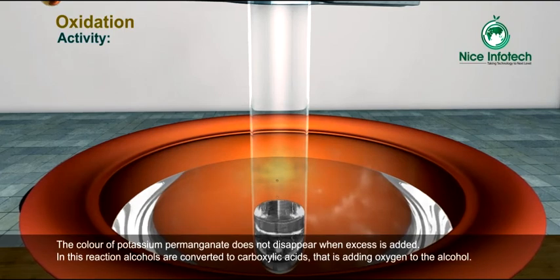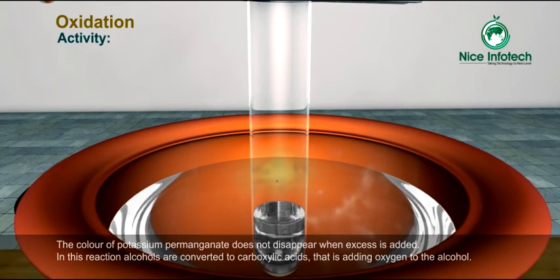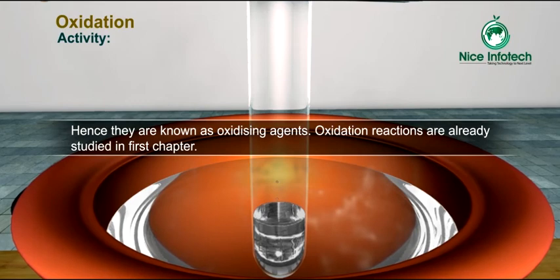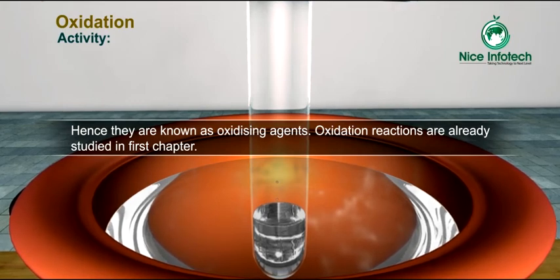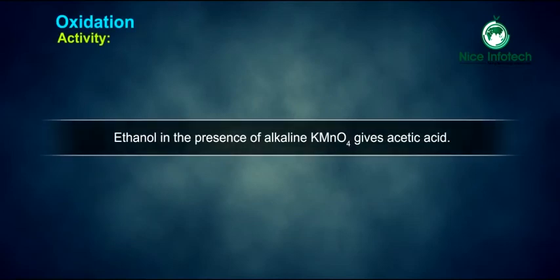In this reaction, alcohols are converted to carboxylic acids, that is, oxygen is added to the alcohol. Hence, such substances are known as oxidizing agents. Oxidation reactions were already studied in the first chapter. Ethanol in the presence of alkaline KMnO4 gives acetic acid.